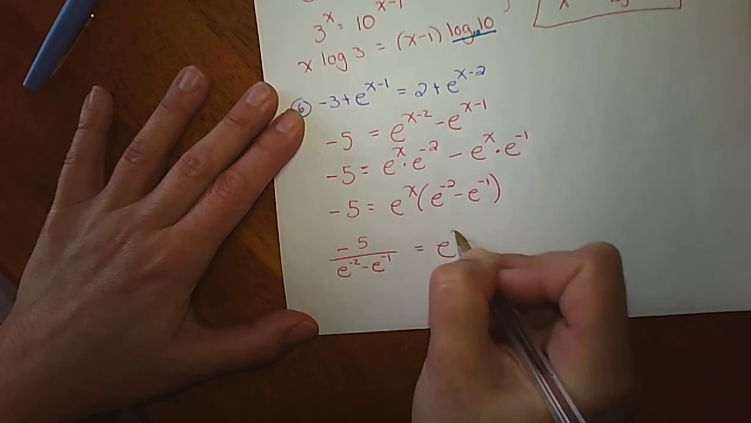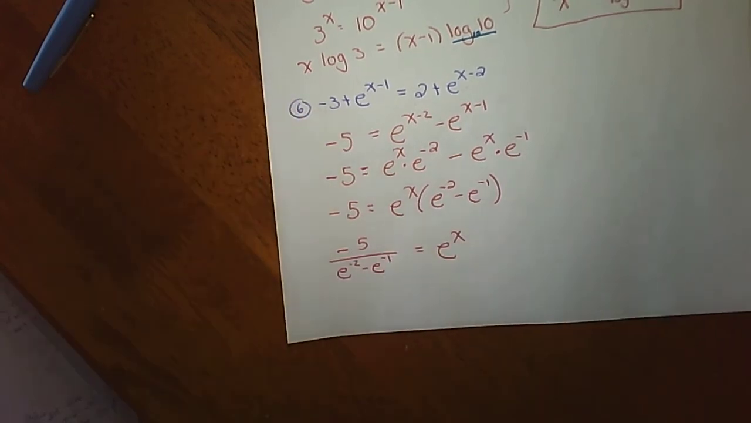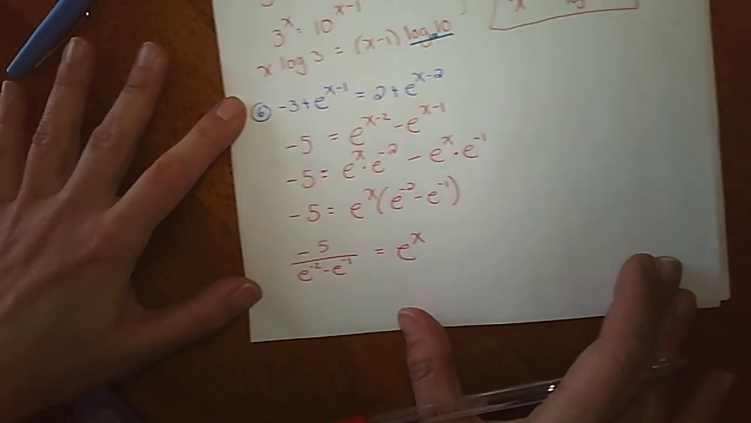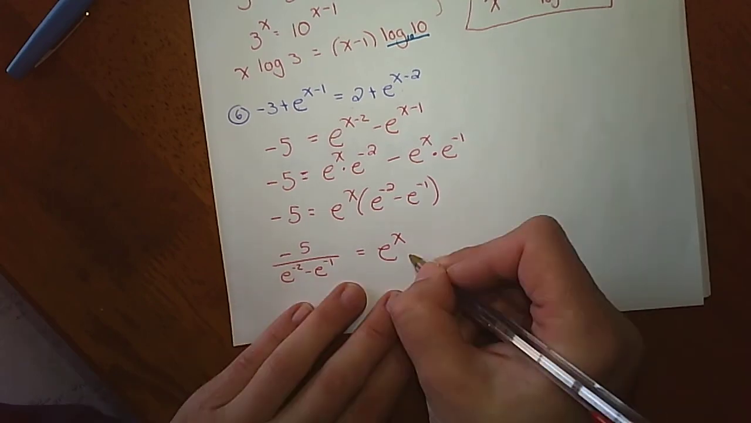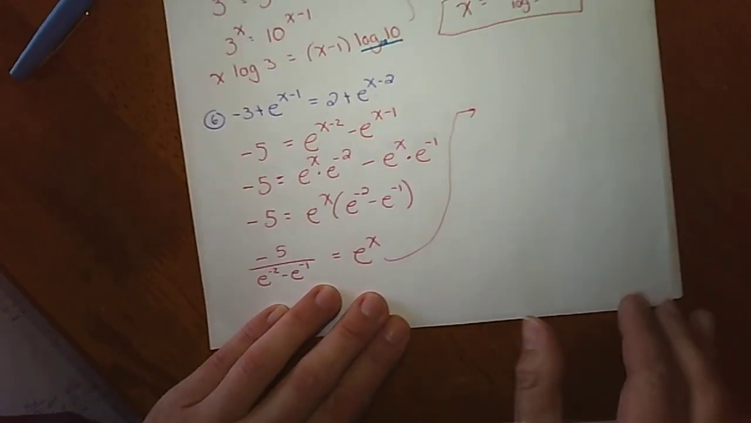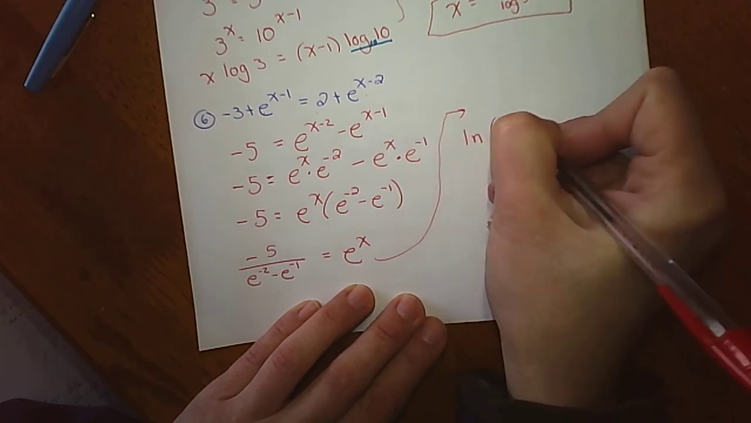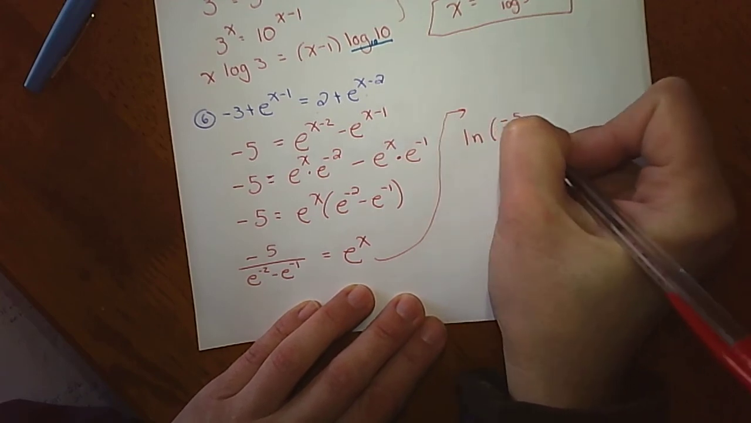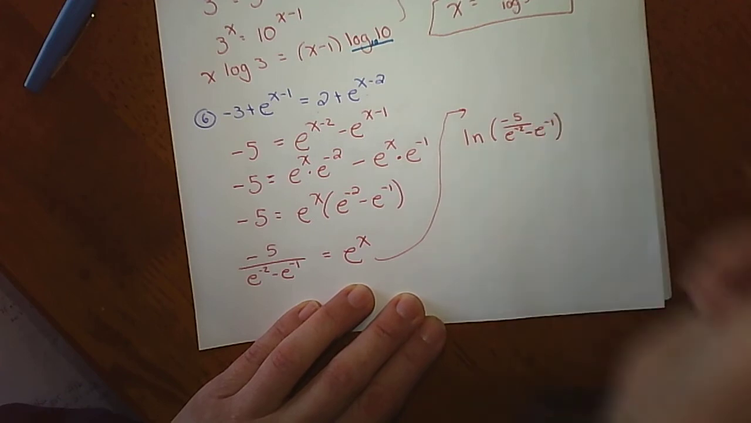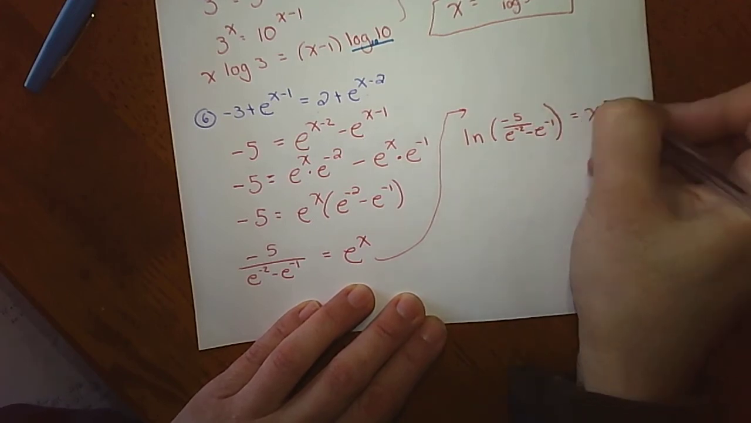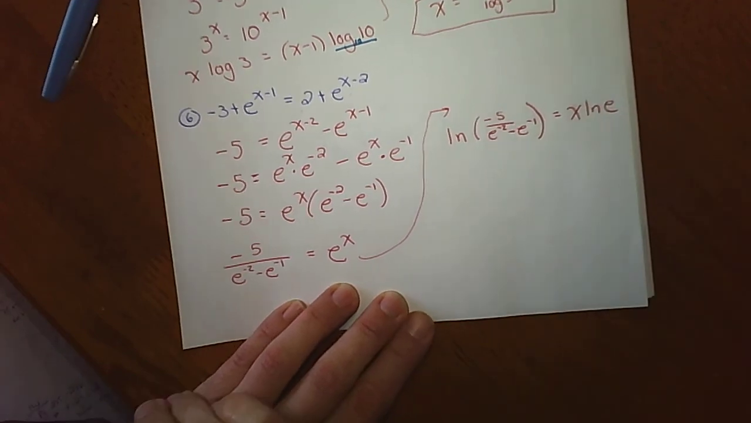Equals e to the x. All right. Now, in this stage, I can log both sides. Right, so this becomes, I'm going to bring it back up here, the natural log of negative 5 e to the negative 2 minus e to the negative 1, equals x natural log of e.